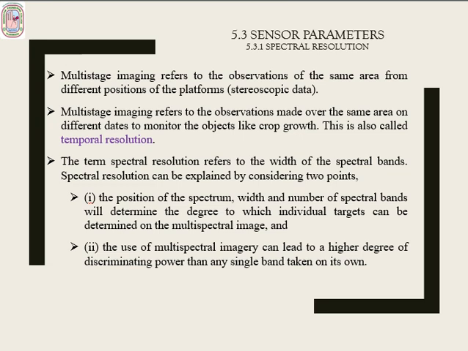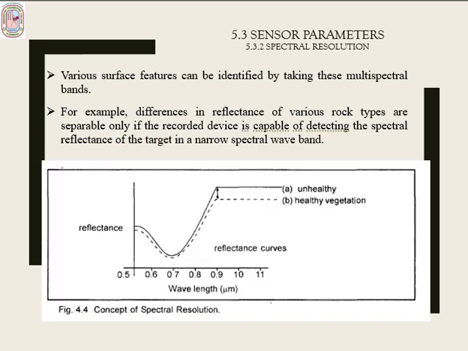The term spectral resolution refers to the width of the spectral band. Spectral resolution can be explained by considering 2 points: the position of the spectrum, and the width and number of the spectral bands. They will determine the degree to which individual targets can be determined on the multispectral image, and the use of spectral imagery can lead to a higher degree of discriminating power than any single band taken on its own. So, this is the concept of spectral resolution.